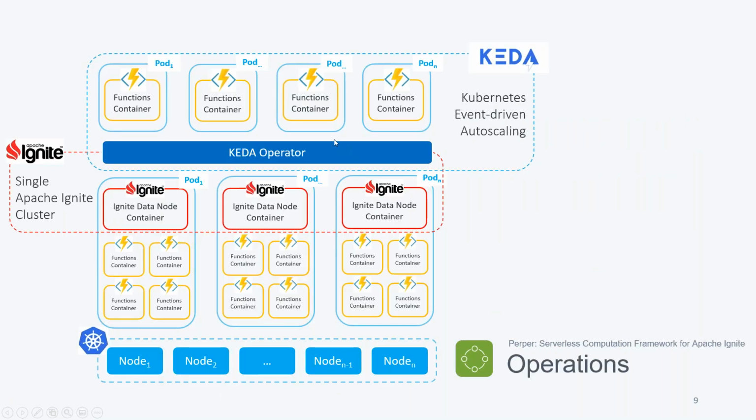So here I would like to show you quickly how such a system can be operated. What we are typically using in Perper is Kubernetes, but of course this can be applied to other container orchestration frameworks. In our case, we have a couple of pods, and there are a couple of deployment models that you can apply to Perper. Here I'm showing a combination of two deployment models. The first one is that you have multiple pods that are running Ignite server nodes, and they're forming a single Apache Ignite cluster.